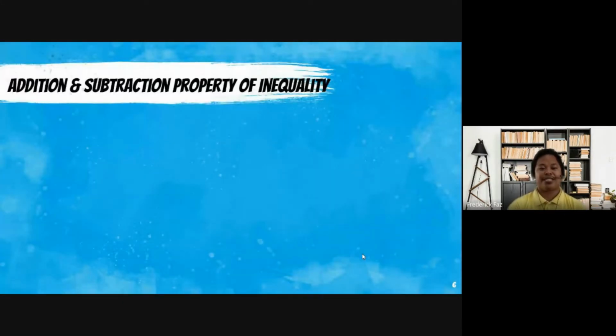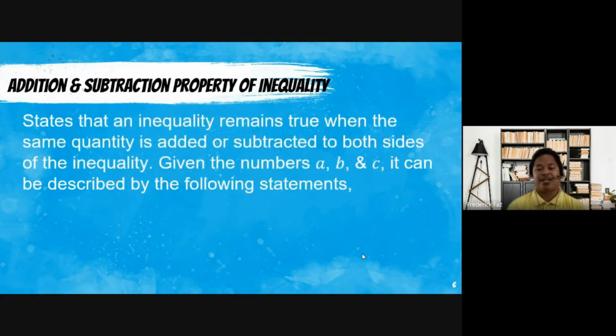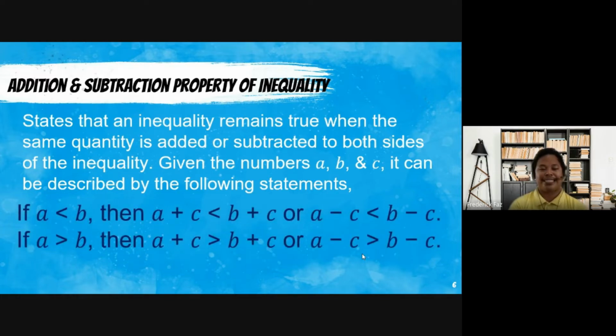We have also the addition and subtraction property of inequality. It states that an inequality remains true when the same quantity is added or subtracted to both sides of the inequality. For example, if we have A, B, and C, it can be described by the following statements. If A is less than B, then A plus C is less than B plus C, or A minus C is less than B minus C. Similarly, if A is greater than B, then A plus C is greater than B plus C, or A minus C is greater than B minus C.